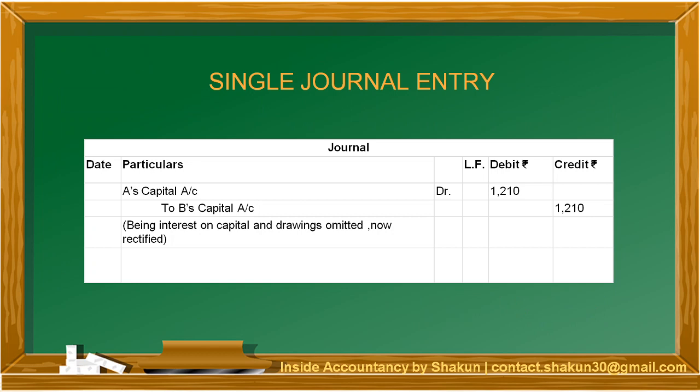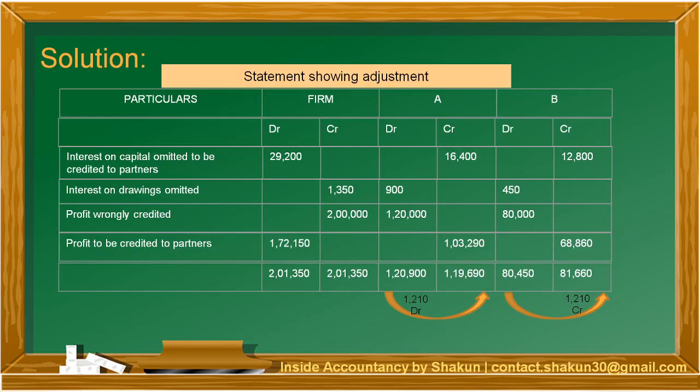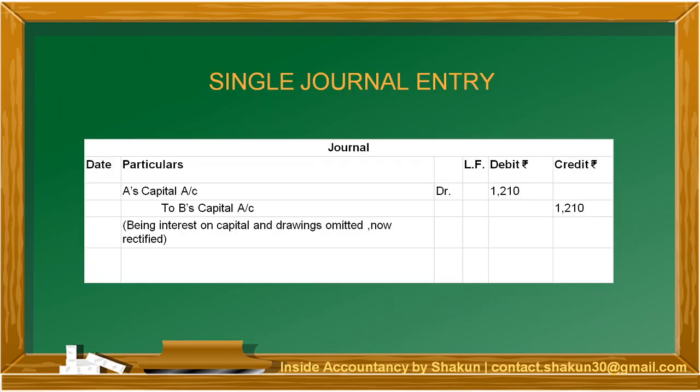The single adjustment entry would be A's capital account DR to B's capital. How did we know that A is to be debited and B is to be credited? By preparing the statement showing adjustment. And because we had written the balancing figure on the greater side, this means A is to be debited and B is to be credited, resulting into this single journal entry.